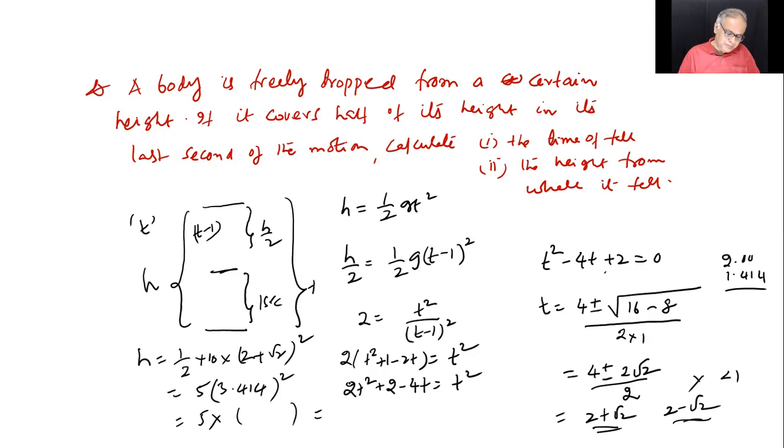So the final answer. Tell me. 5 into 11.66 is 58.3 meters. Okay.